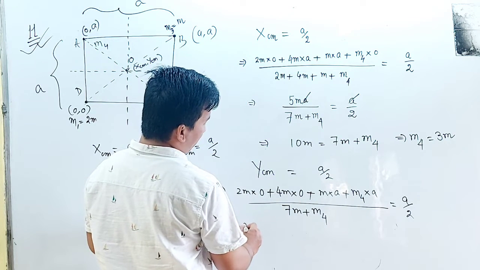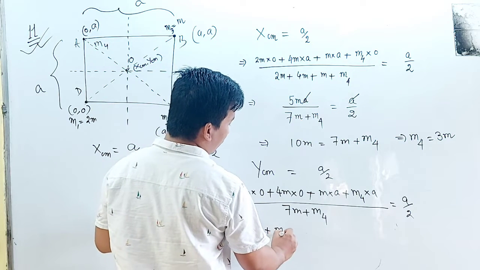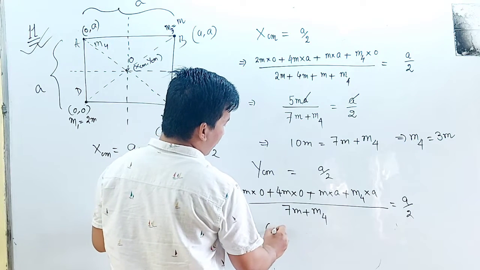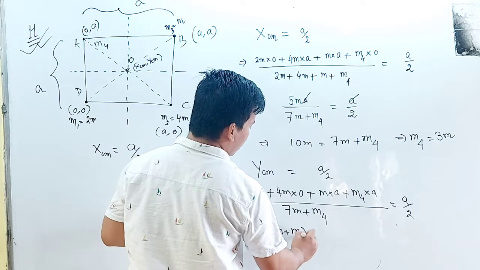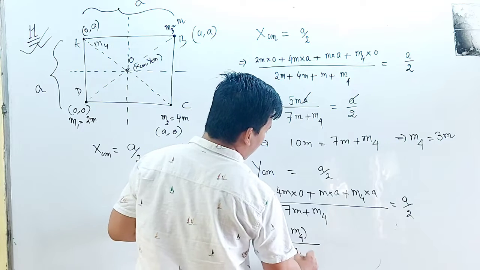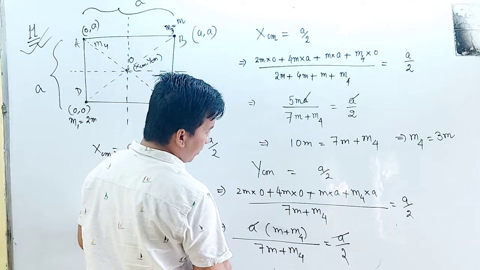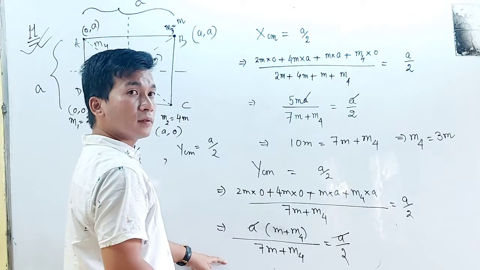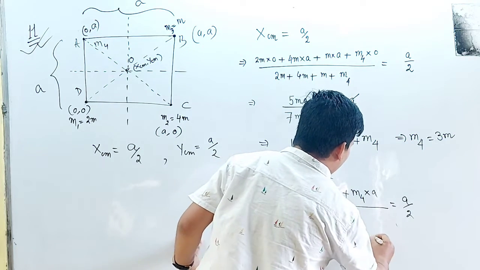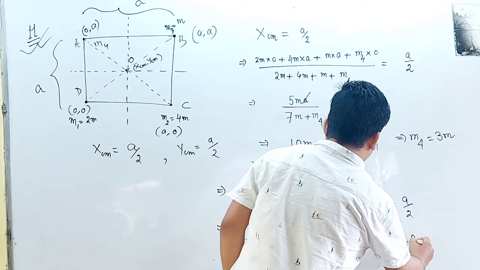After simplification, m can be taken common, and A can be taken common out. We are left with m plus m4 divided by 7m plus m4, this is A by 2. This gets cancelled out, and after simplification it implies twice m plus 2m4.